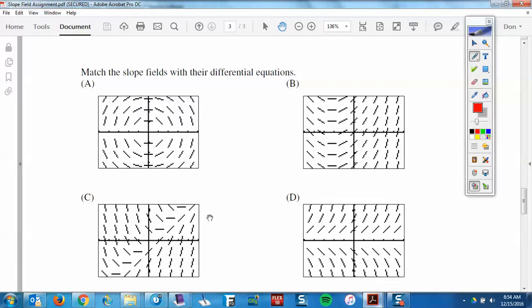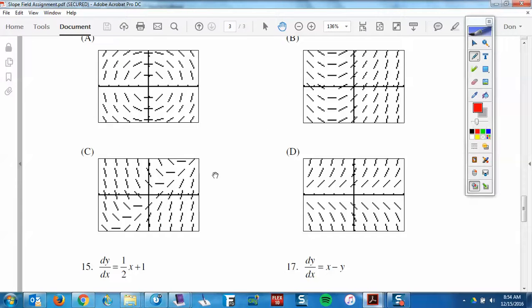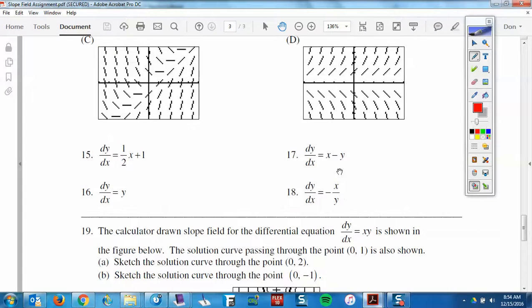Okay, go to the last page. The last page is more common and probably what I'm going to give you more on the quiz. That matching is where you've got the 4 pictures and then the different differential equations, where you have to actually plot points and match their slopes on the slope field.